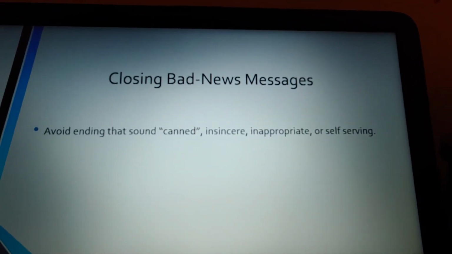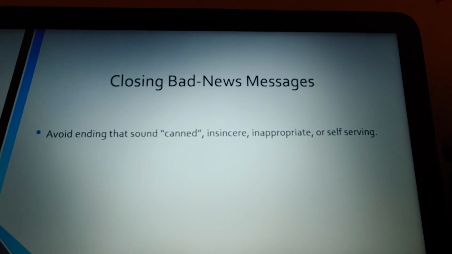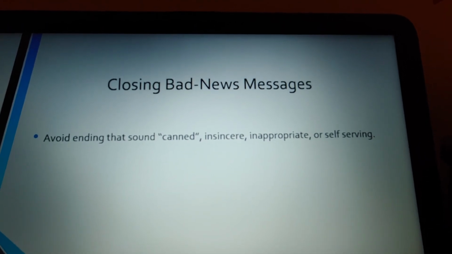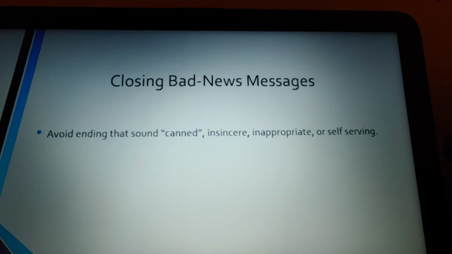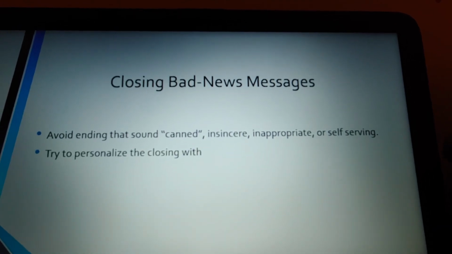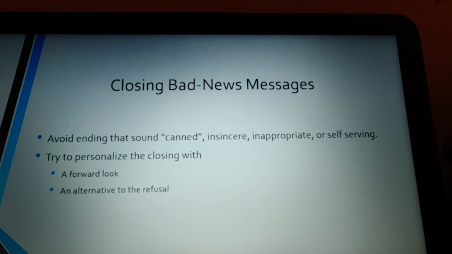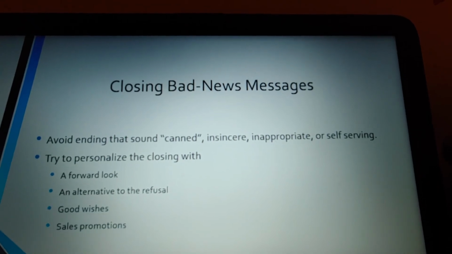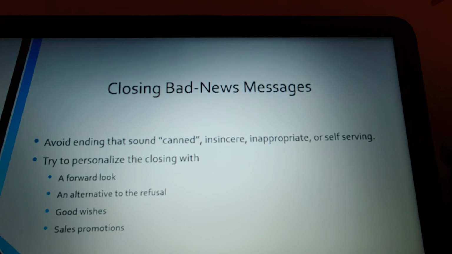All right, so when you go to close out a bad news message, that's your 4th paragraph. Avoid endings that sound insincere or inappropriate. Try to personalize the closing with a forward-looking thought or an alternative to the refusal, maybe some good wishes.